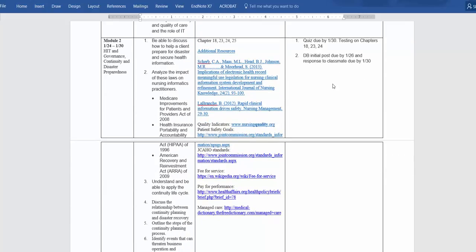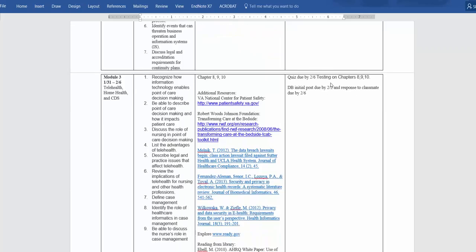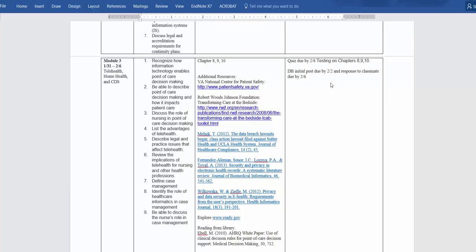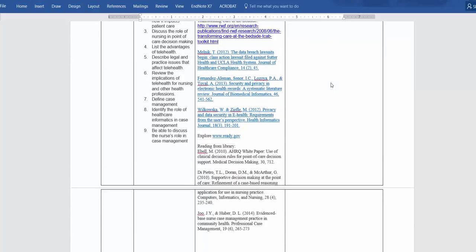And then the second week you have 4 chapters assigned in reading, and you're going to have a quiz that's due by January 30th, and it's going to be on those. I've left one of those chapters off. I'm sorry. It should be over chapter 25 as well, and you have a discussion board at the same time you have this quiz in week 2. All right, in week 3, we're doing telehealth, home health, and clinical decision support systems. And again, we have a discussion board and we have a quiz that week over the assigned reading.